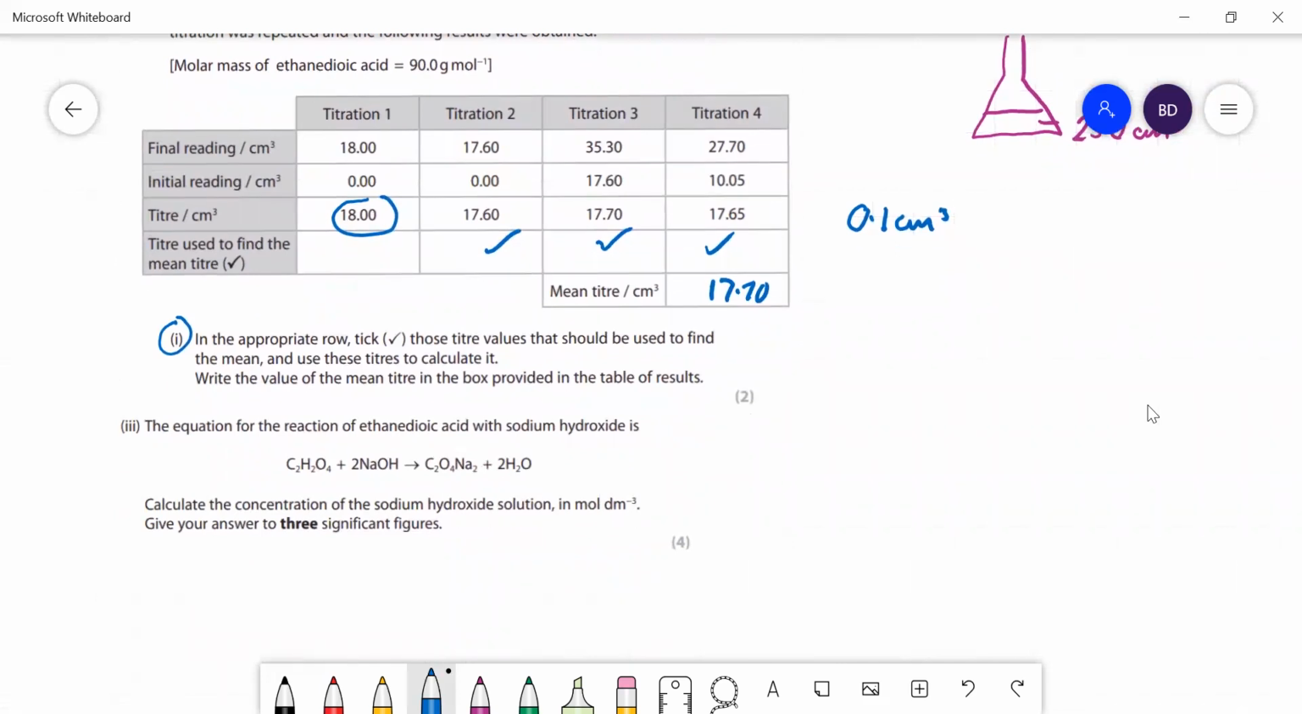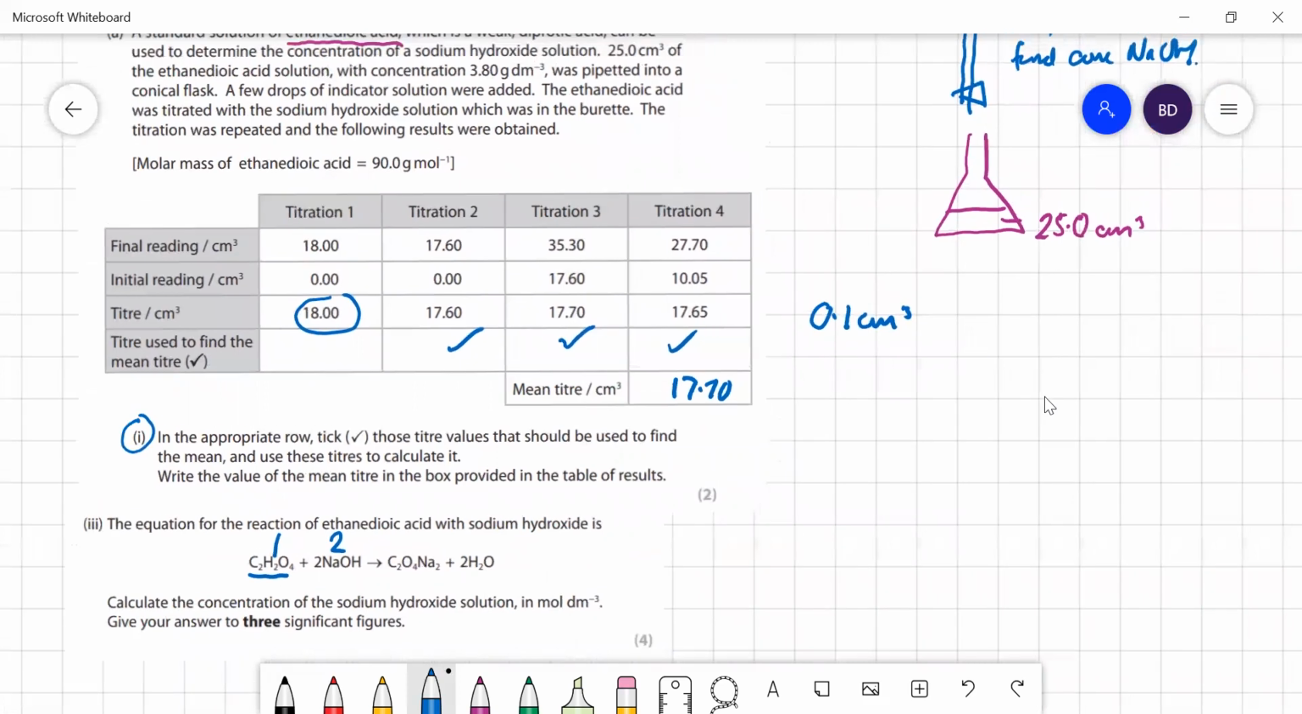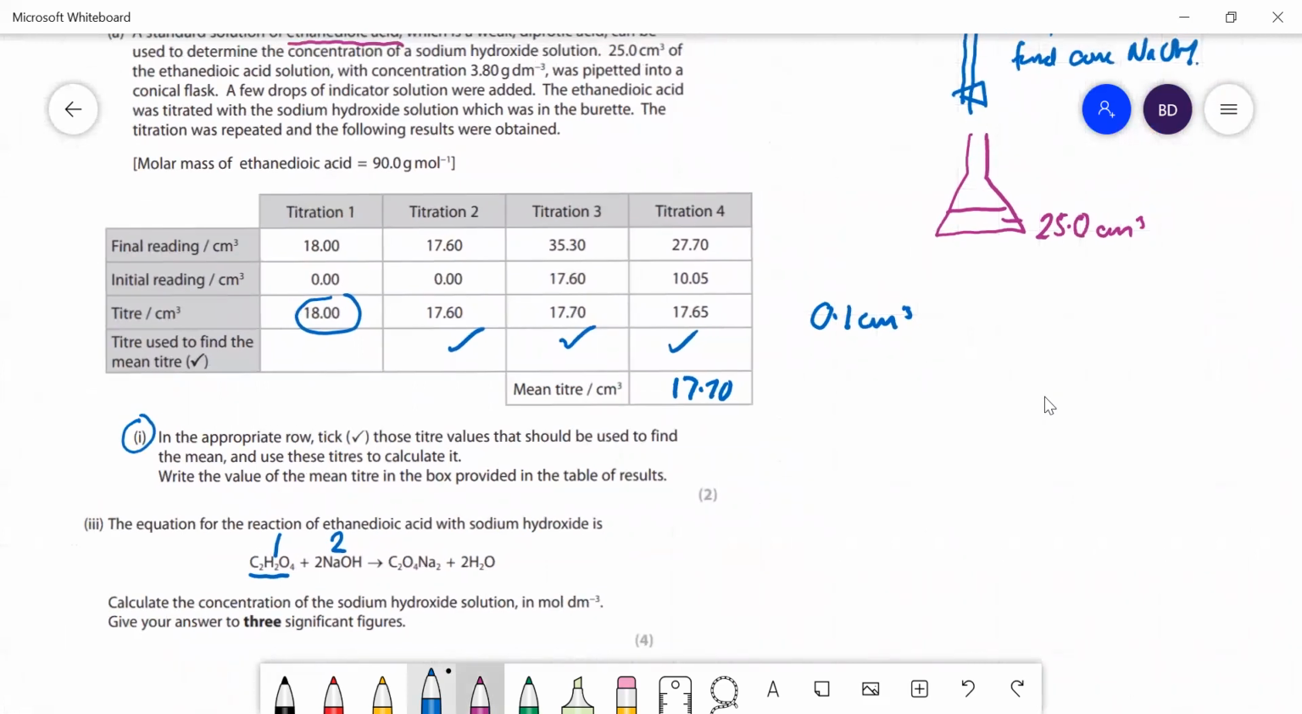The equation for the reaction of ethane dioic acid with sodium hydroxide is this. So it's reacting in a 1:2 ratio. Calculate the concentration of the sodium hydroxide solution. Okay, so let's do that. It tells us our ethane dioic acid solution that we've got in there is 3.8 grams per decimeter cubed.